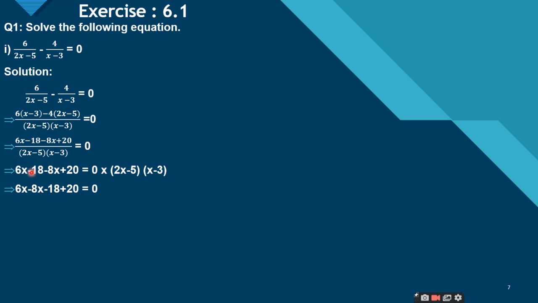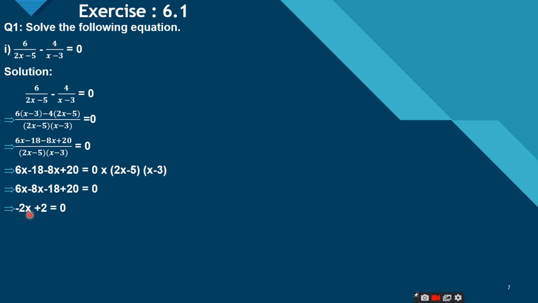Now just write the like terms together. So 6x minus 8x minus 18 plus 20 is equal to, when we multiply this expression by 0, we get 0. Now 6x minus 8x we get minus 2x, and minus 18 plus 20: the first one is minus and the second one is plus, so we subtract 18 from 20 and get plus 2, is equal to 0.